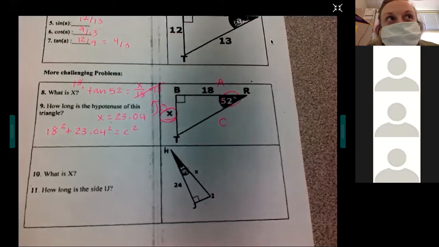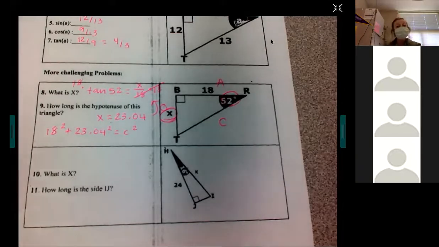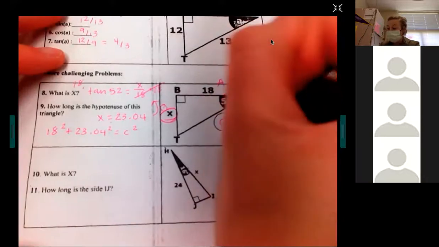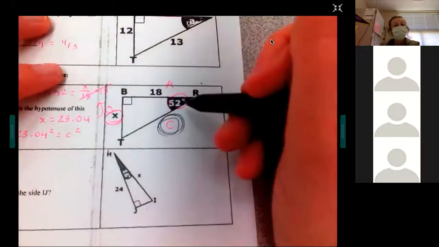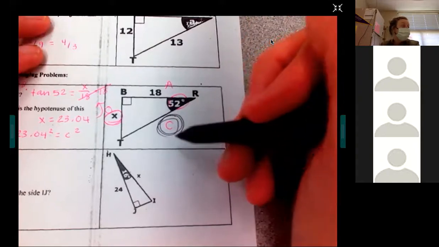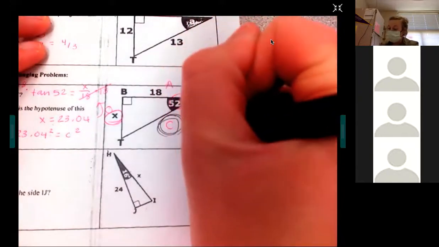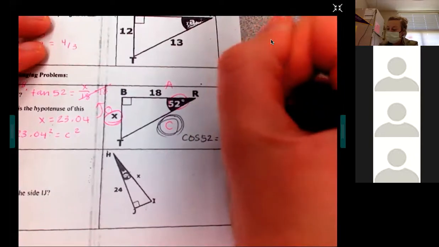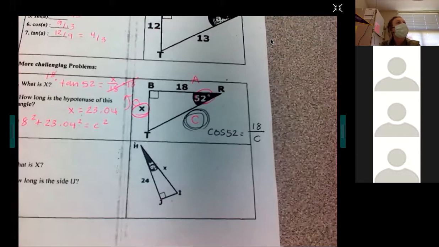Yes. Very good. You could also use trig to find C. If you want this side now, couldn't you do cosine of 52 equals the adjacent over the hypotenuse? Yeah, so you could also do cosine of 52 equals 18 over C to find the hypotenuse. Either way, you'll get the same answer.